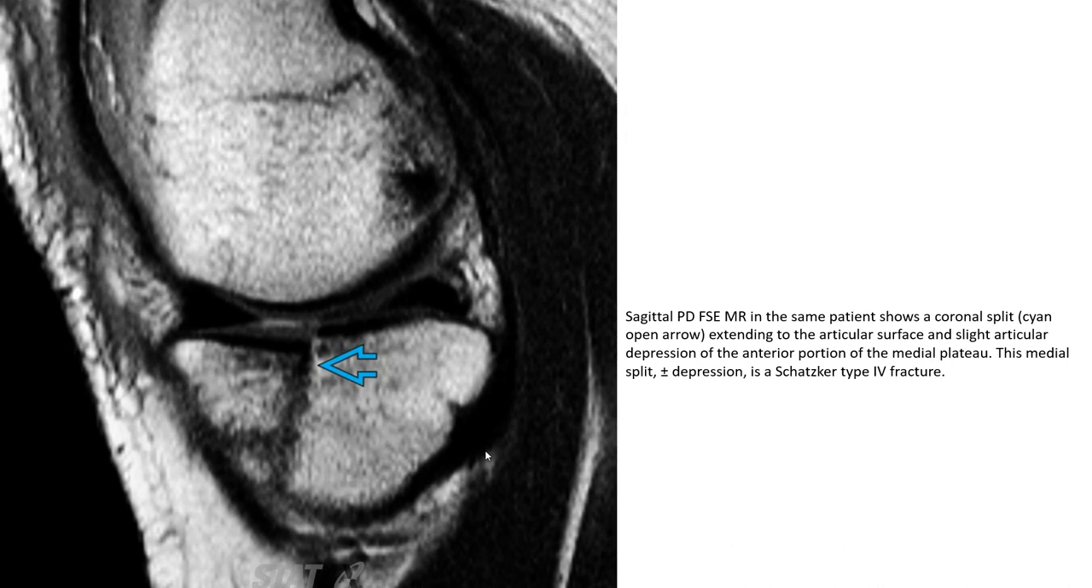MRI shows a coronal split extending to the articular surface and slight articular depression of the anterior portion of the medial plateau. The medial split plus or minus this depression is a Schatzker type 4 fracture.